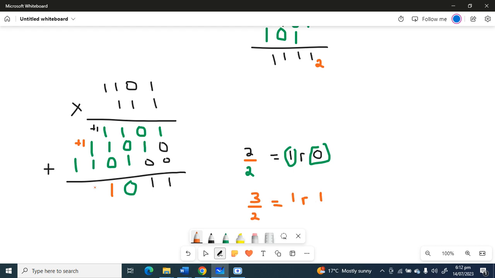You're going to put the remainder here, right? And then you're going to carry another 1 here. 1 plus 1, that is 2. 2 divided by 2, that is 1 remainder 0. So you start with the remainder, then you put 1 here. So our answer is going to be 101101 base 2.